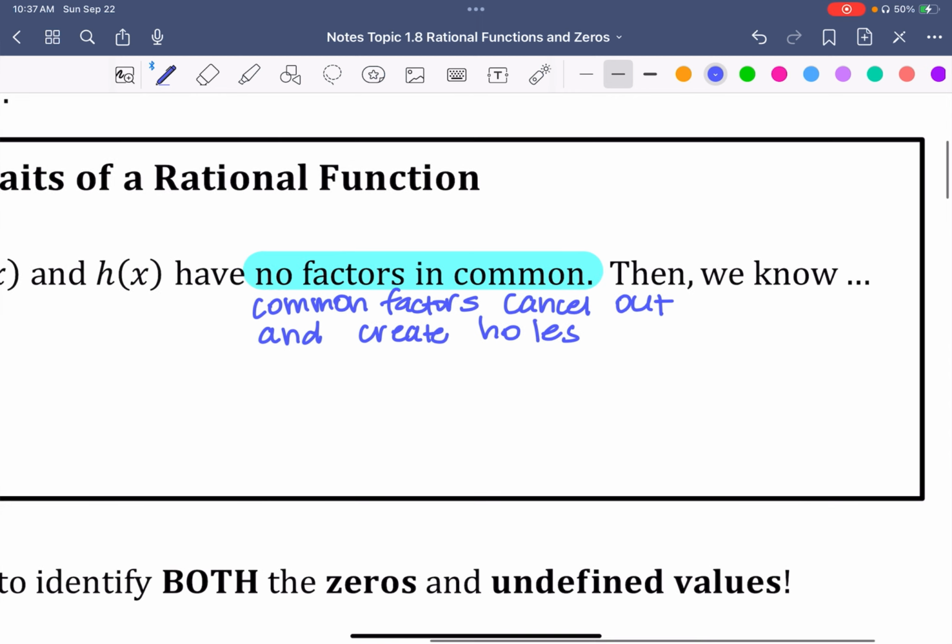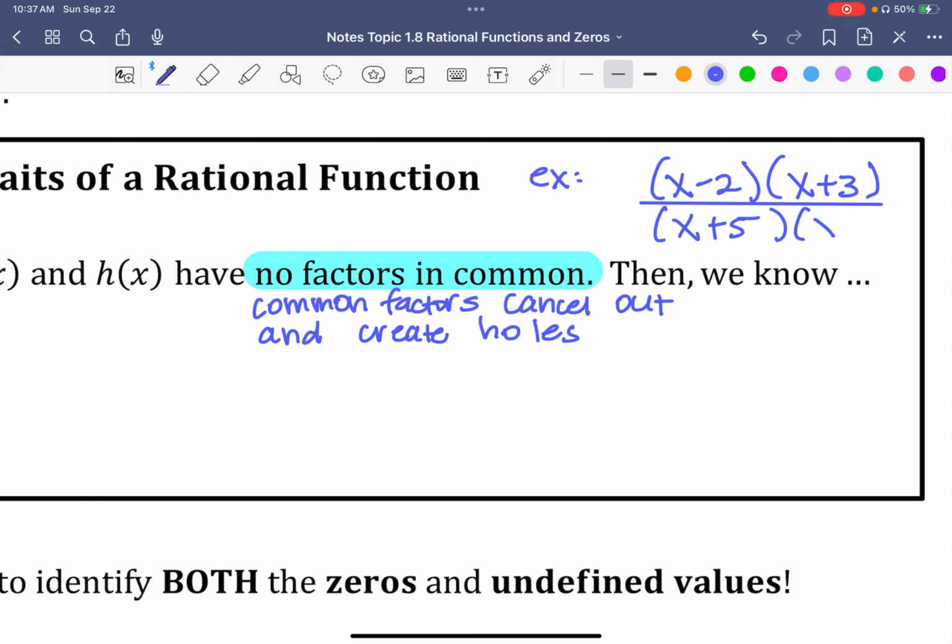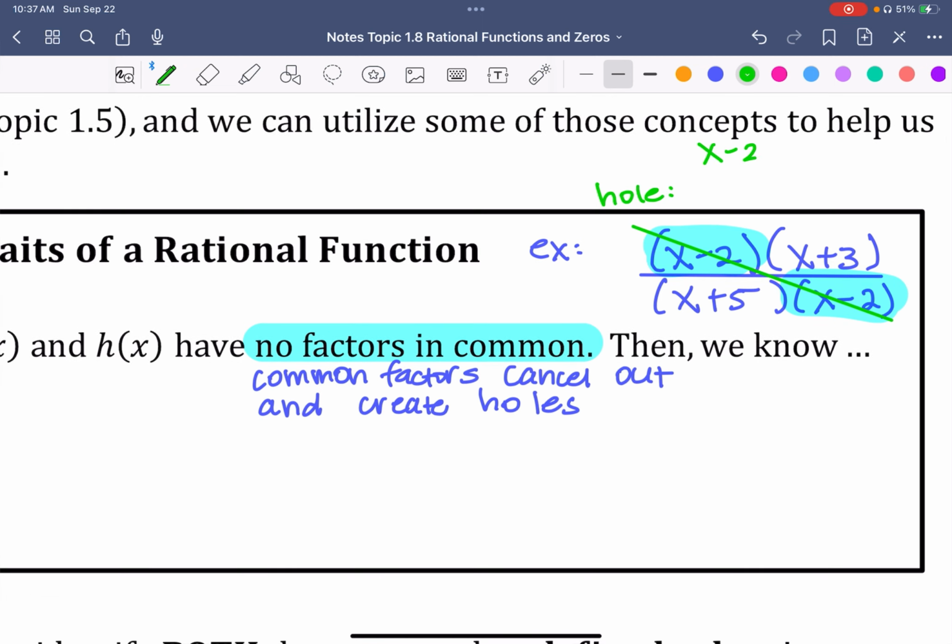Okay, so for example, let's say we had x minus 2, x plus 3, x plus 5, and x minus 2. So you see how we have two common factors. We have x minus 2 and x minus 2 in the numerator and the denominator. These two would cancel out and there would be a hole here. And you would set that factor equal to 0, so you would do x minus 2 equals 0, and the hole would be at x equals positive 2.